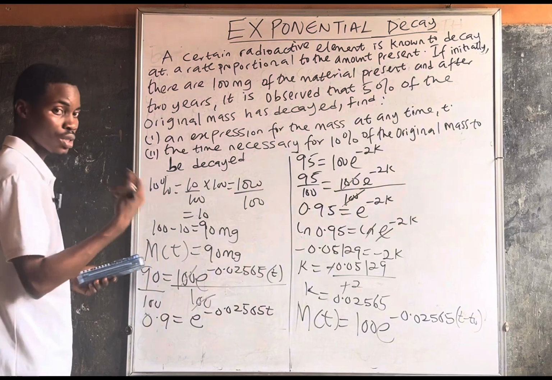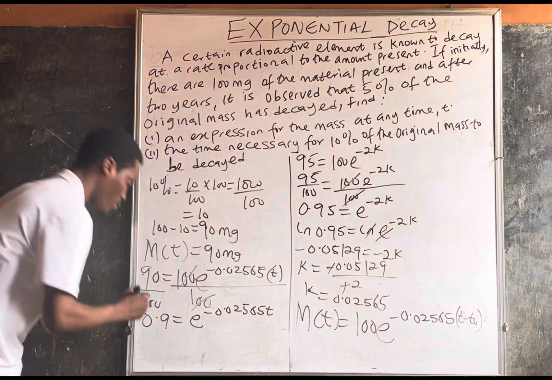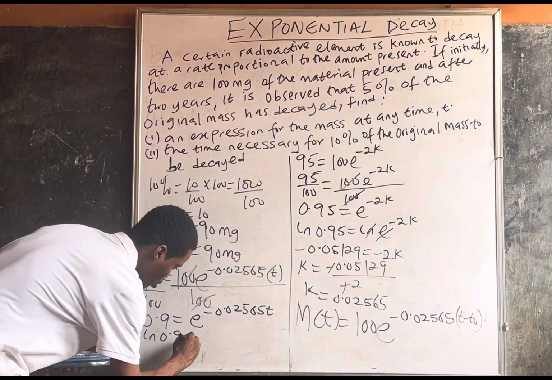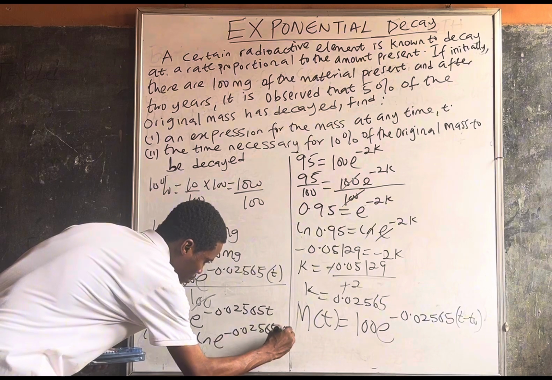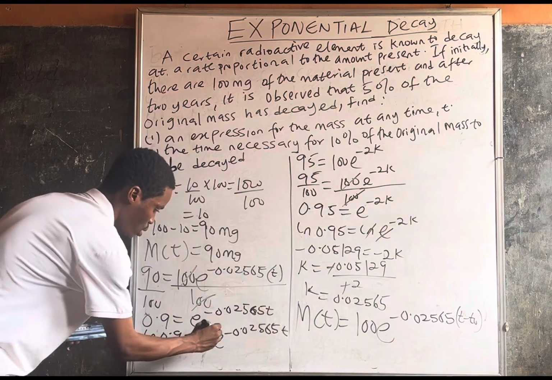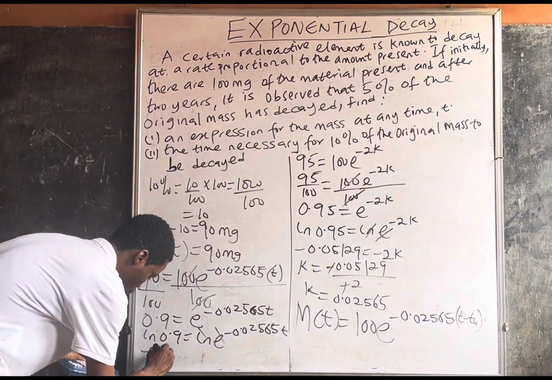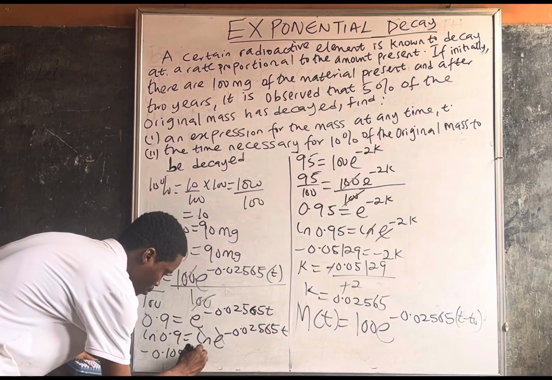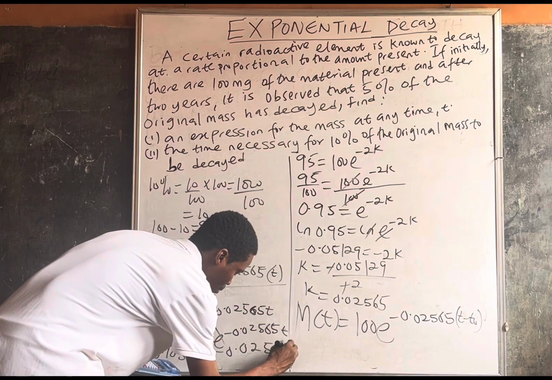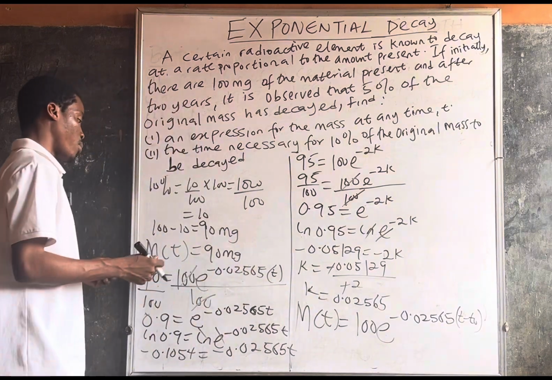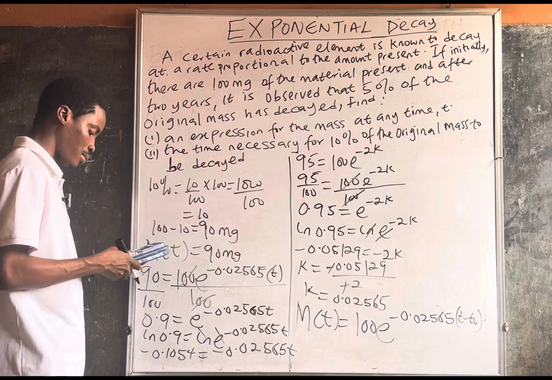We have to take the natural log of both sides so that ln and exponential will cancel each other. We have ln 0.9 is equal to ln exponential minus 0.02565 t. So this will be cancelled. So we now have, what's our ln 0.9? Minus 0.1054 is equal to minus 0.02565 t. So we have to divide both sides by minus 0.02565. So we can get our t.